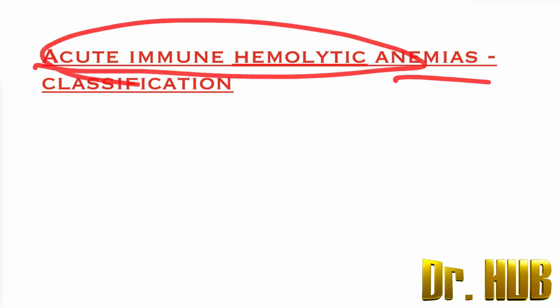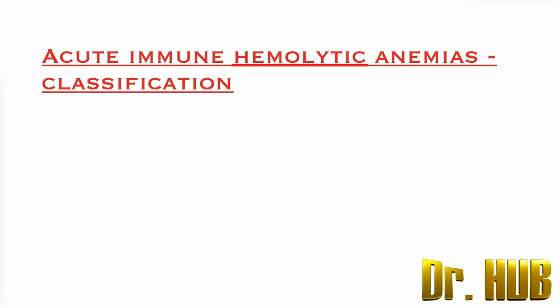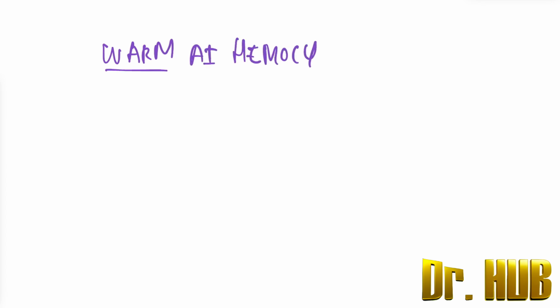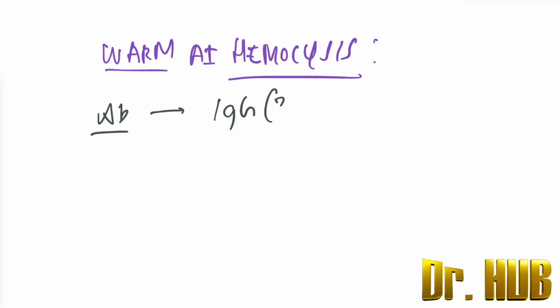Acute immune hemolytic anemias, and we are focusing on the classification. Under this, it's divided into two: the warm autoimmune hemolysis and the cold. Let's look at warm autoimmune hemolysis first. Under warm autoimmune hemolysis, there is an antibody, and it is IgG, active at about 37 degrees Celsius.